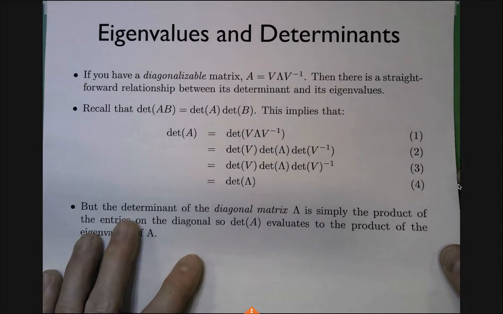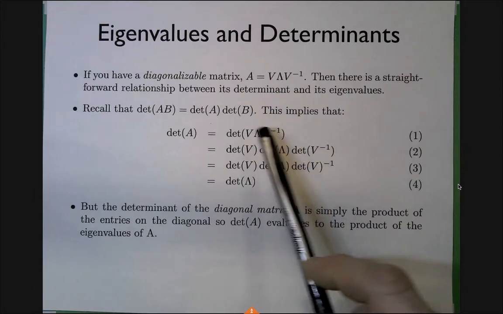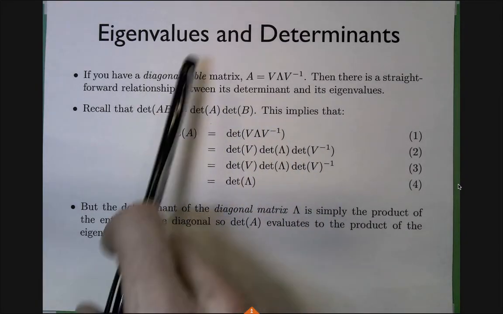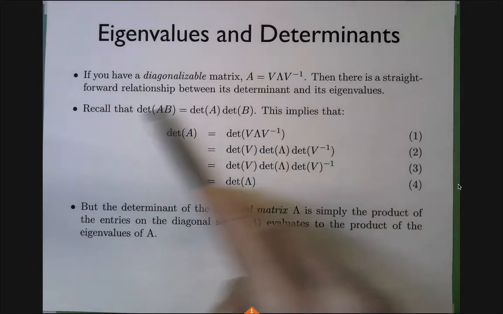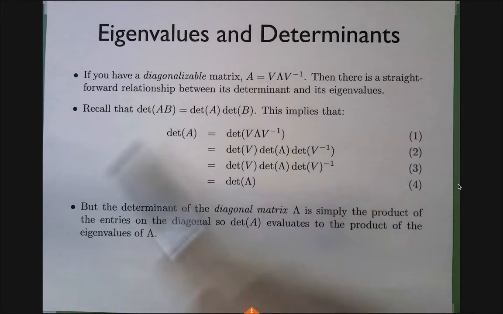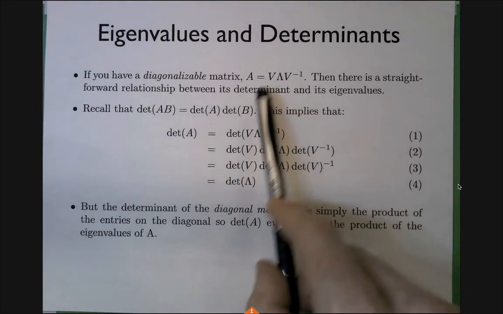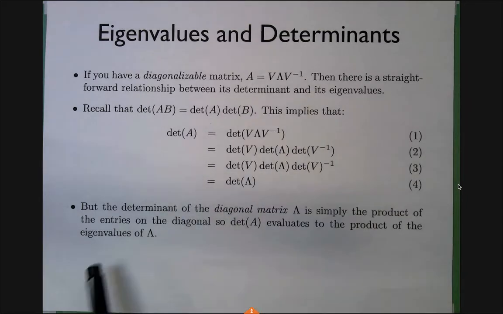We are discussing eigenvalues. It's good to realize the relationship between eigenvalues and the determinant. So let's assume we do have a diagonalizable matrix. So the lambda would be a diagonal matrix here. And then we can find a nice relationship between the determinant and the eigenvalues of the matrix.